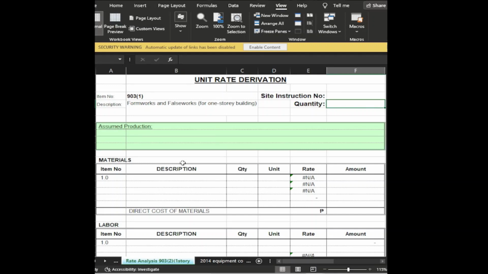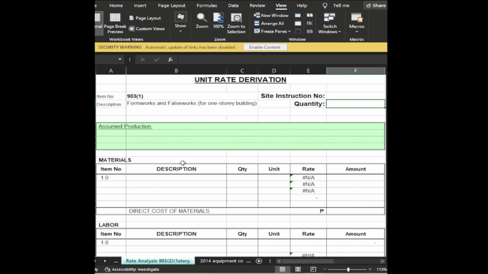Good morning, guys. So our topic for today is item 9031. This is Formworks and Falseworks for one-story building. If we have more than one story, we will make another derivation. This is only for one story.